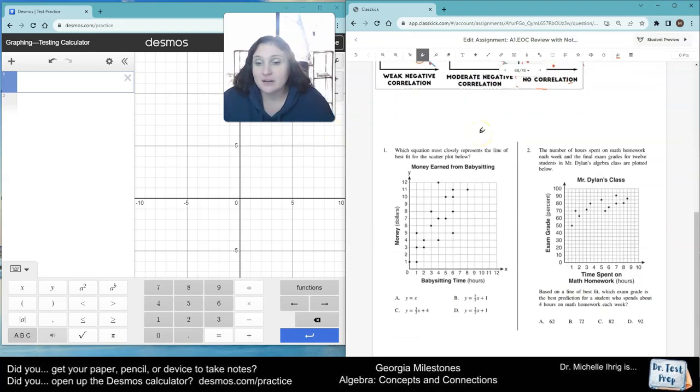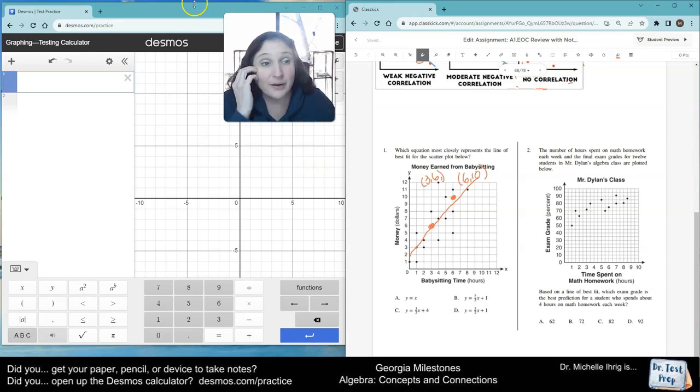So let's look here. Which equation most closely represents the line of best fit for this data? Well, if I look at this data, I can see that it probably goes somewhere like this. I'm guessing. So we want to have a graph that's kind of like that. And really going through the points, for example, (3, 6), going near the points (6, 10). Those are some points that I'm kind of interested in.